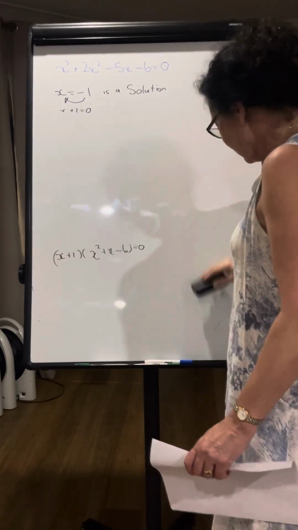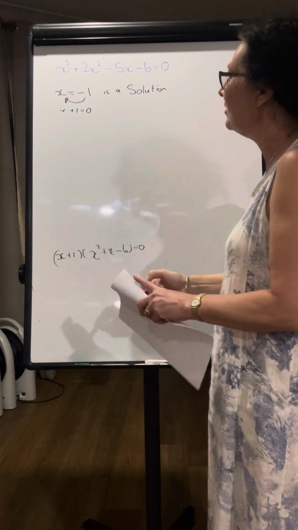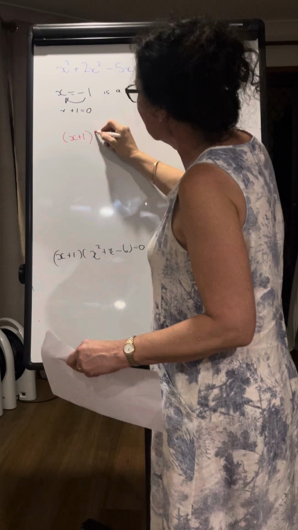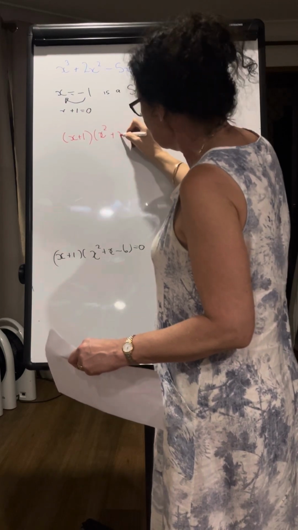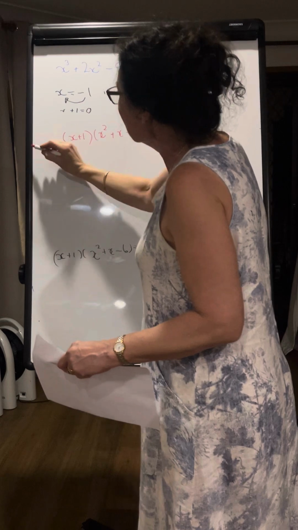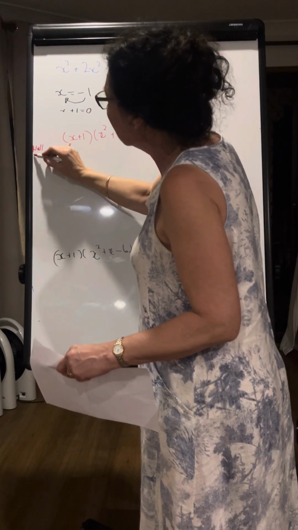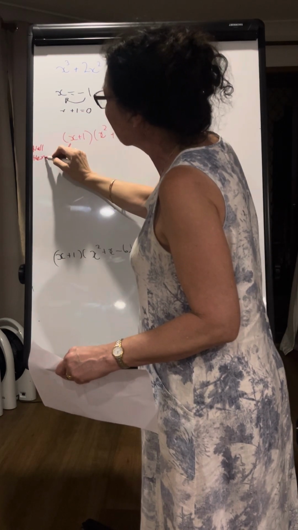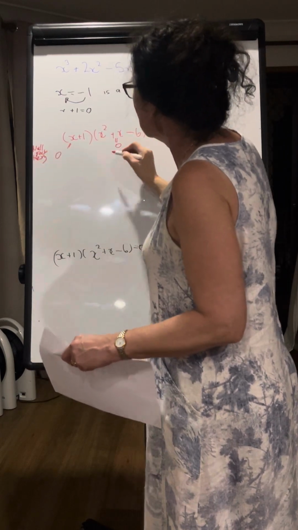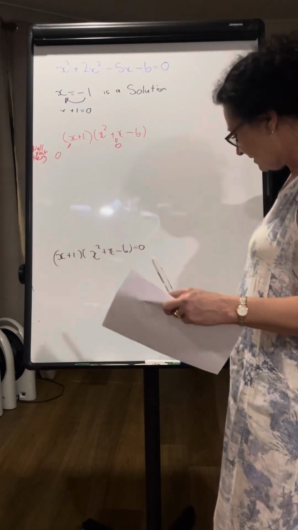Now we come to this, which is very nice, and I hope you understood that. It's (x + 1)(x² + x − 6). So now we know that that equals 0, and I always write on this side the null factor theorem, whatever it's called, I always forget. And that equals 0. But I still need to factorise this now.